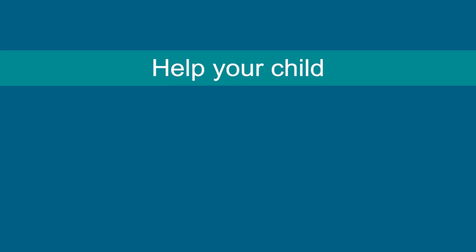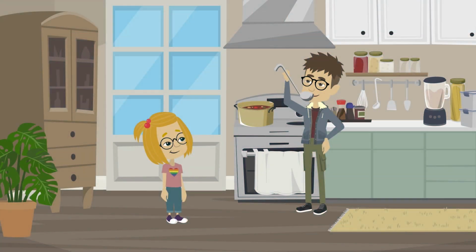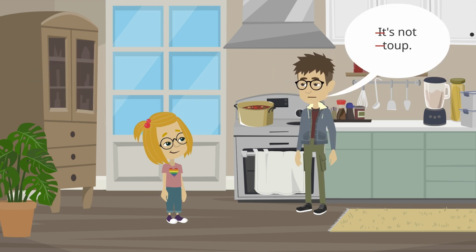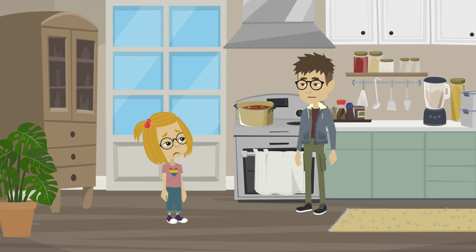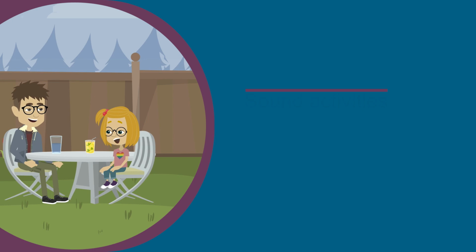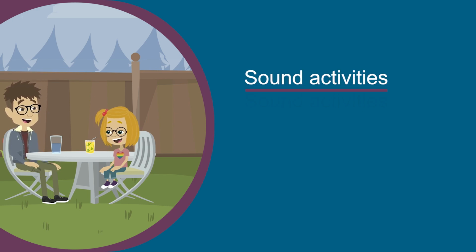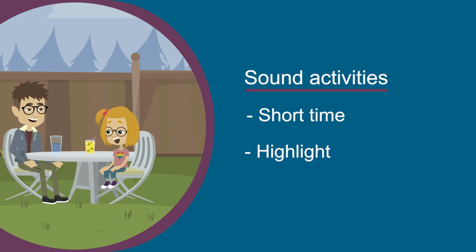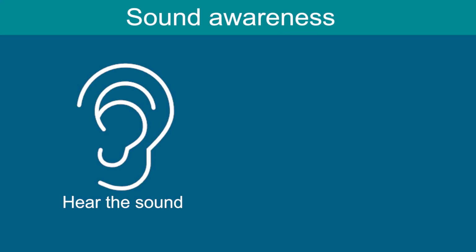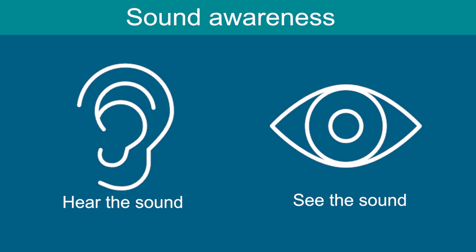Now, let's talk about how to help with the S sound. As you start to focus on this sound with your child, try to do it in a fun way. Don't correct them when they make a mistake. This can make them feel bad about talking. Help your child learn S by using sound activities. A sound activity is a short time when you highlight the sound for your child. The goal is to create sound awareness. You create sound awareness by helping your child hear the sound and see how the sound is made.